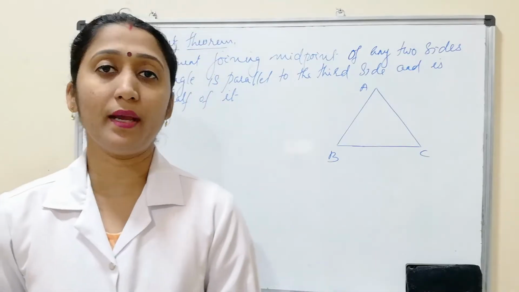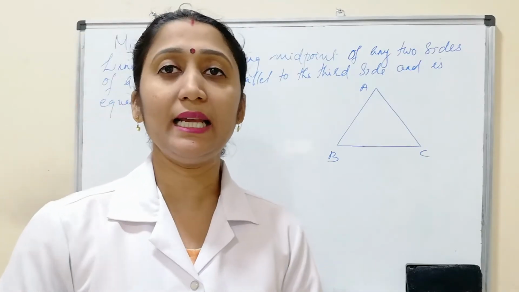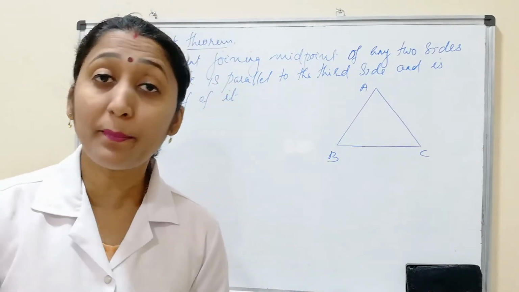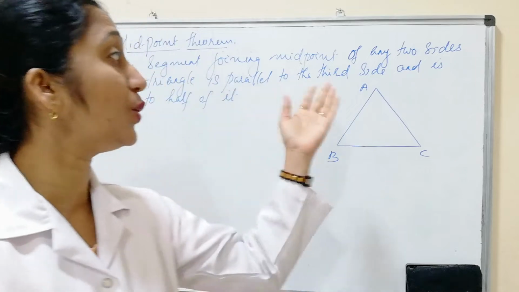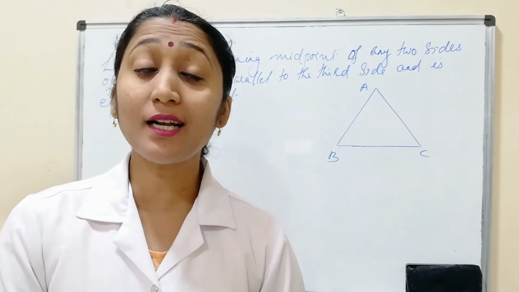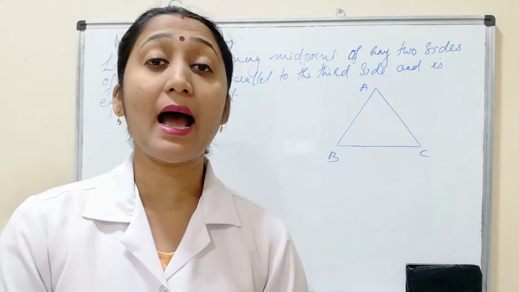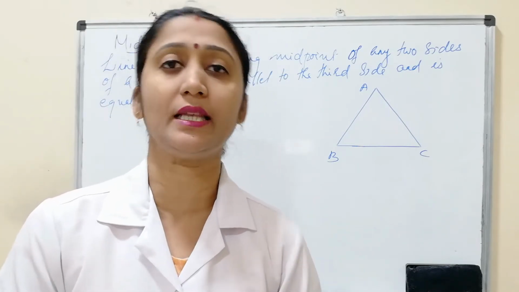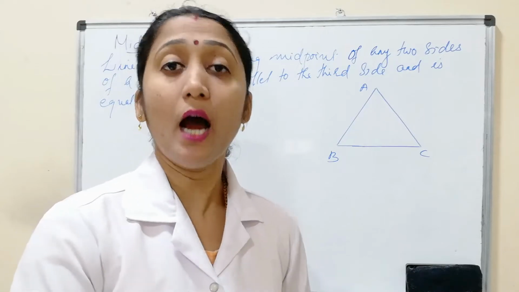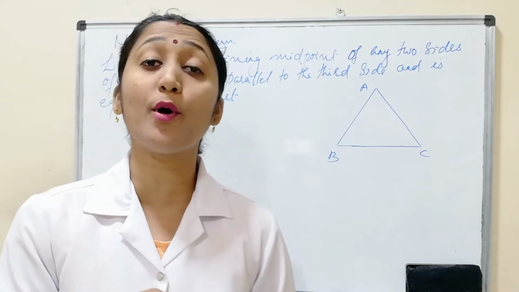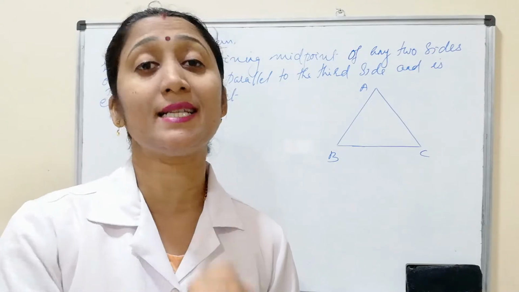The theorem says that the line segment joining the midpoints of any two sides of a triangle is parallel to the third side and is equal to half of it. This is the theorem. Let us see how to prove it. The theorem says the midpoints of any two sides of a triangle.